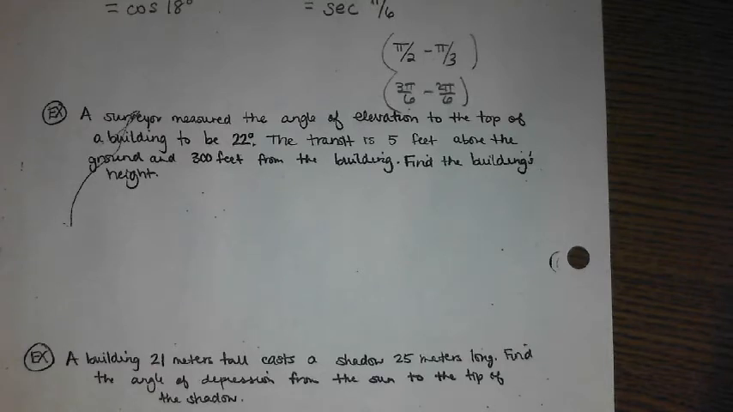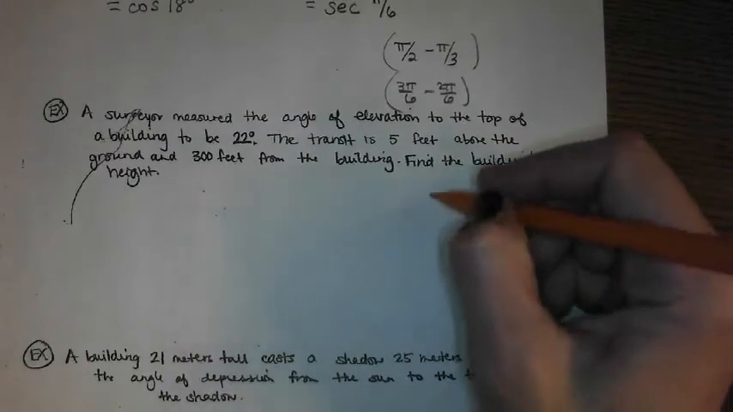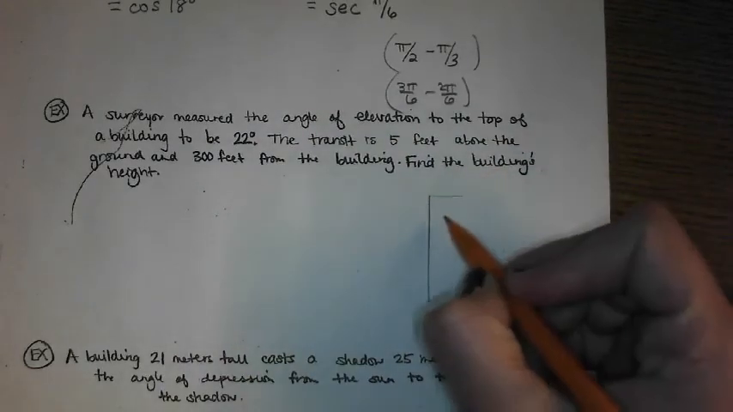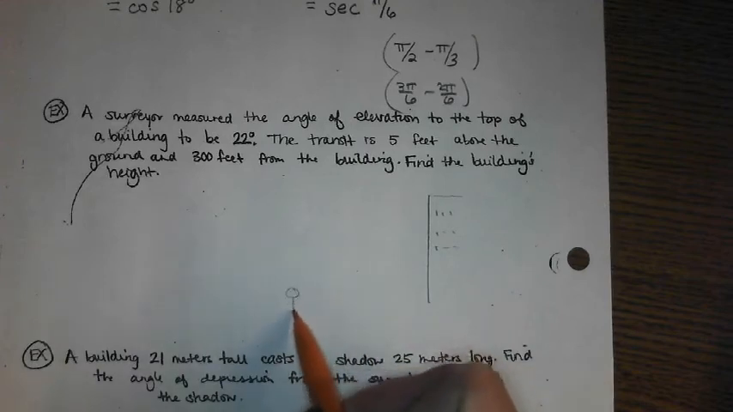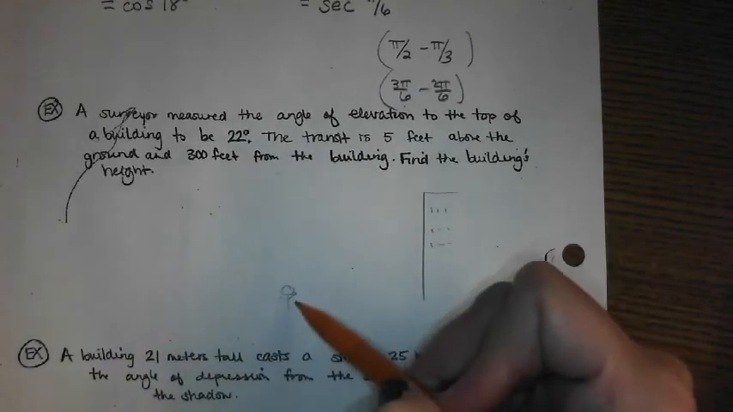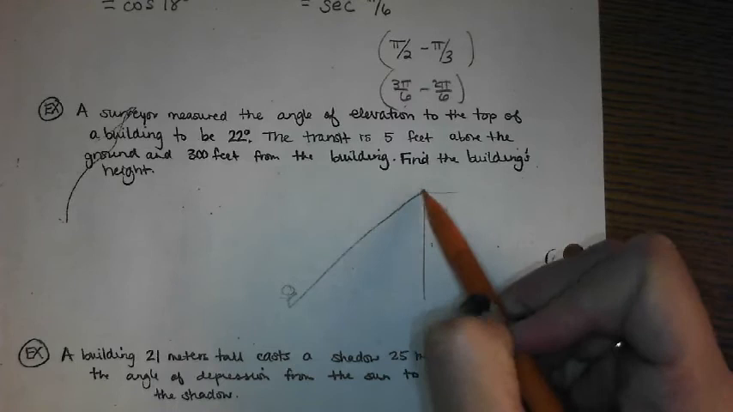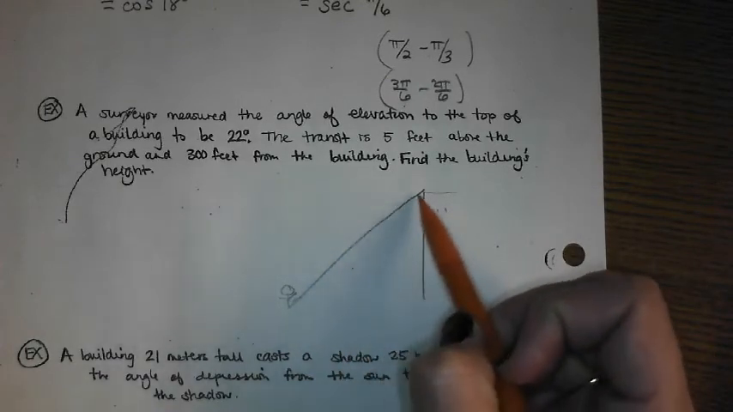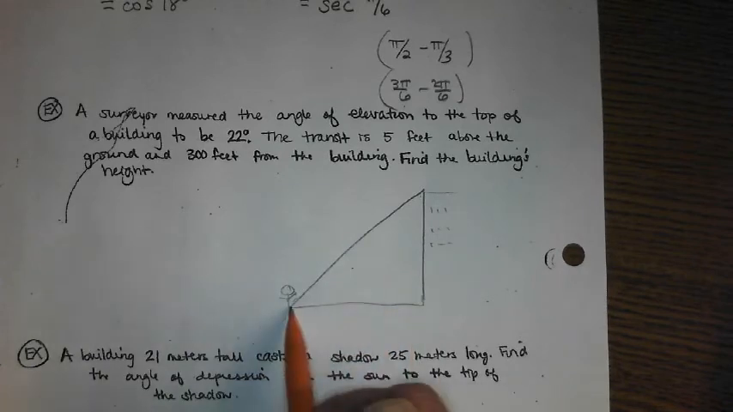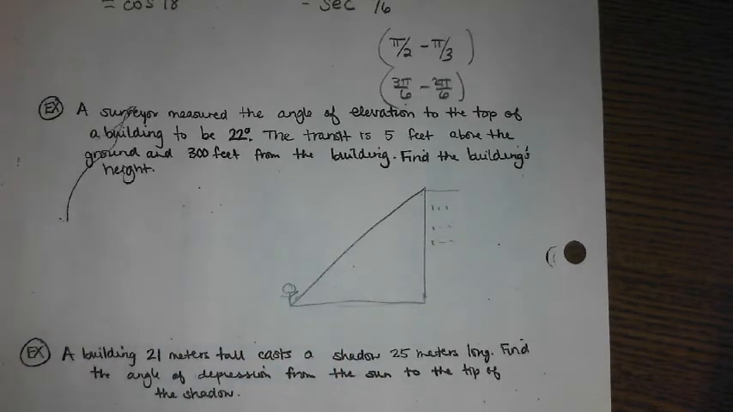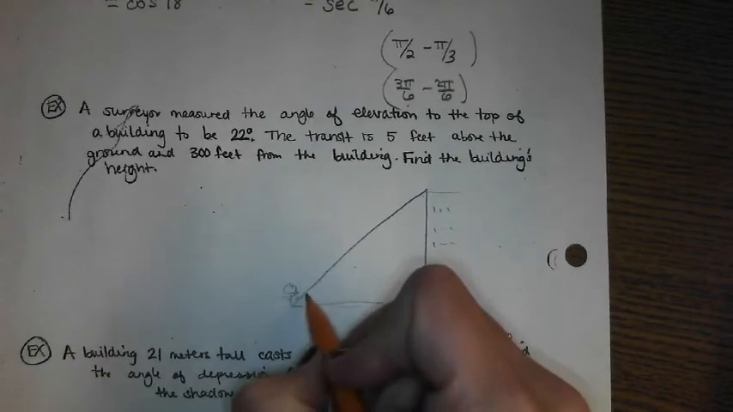But anyway, a surveyor measured the angle of elevation. Do you remember angle of elevation? To the top of a building. So here's my building, a bunch of windows. My angle of elevation, I'm a little person on the ground. Your angle of elevation is the angle made with your line of sight to the top of the building and just kind of the straightforward line of sight. So that angle of elevation is right here.